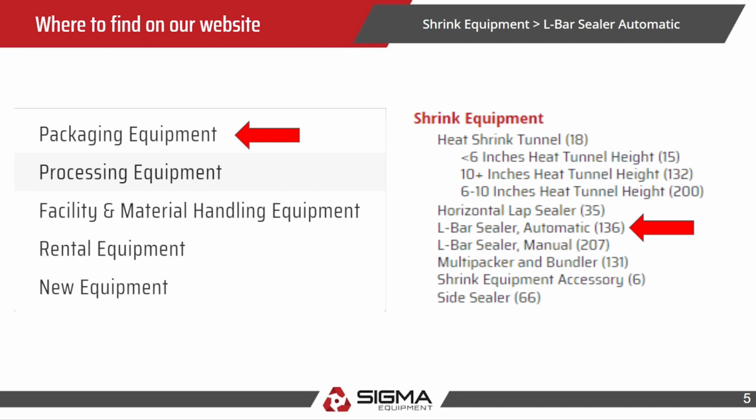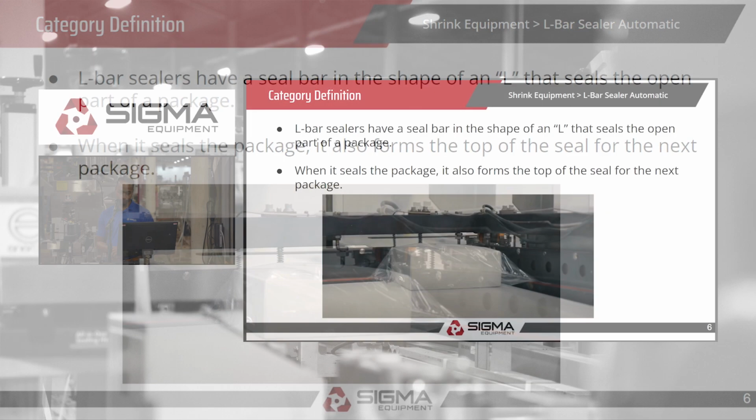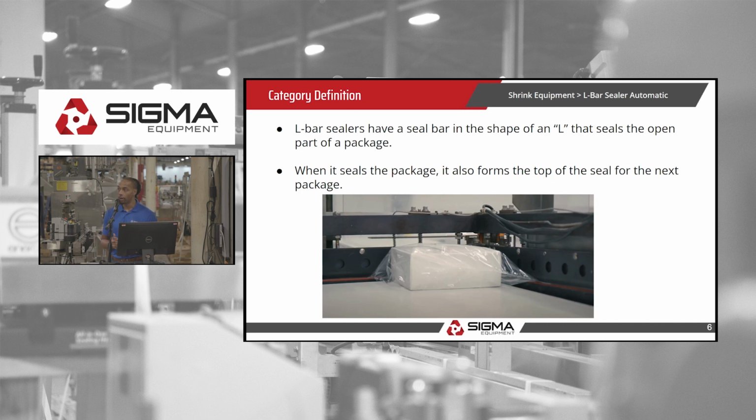So where to find this on our website? This is going to be packaging equipment. This is going to fall under the category shrink equipment, and then it's going to be a subcategory L-bar sealer automatic.